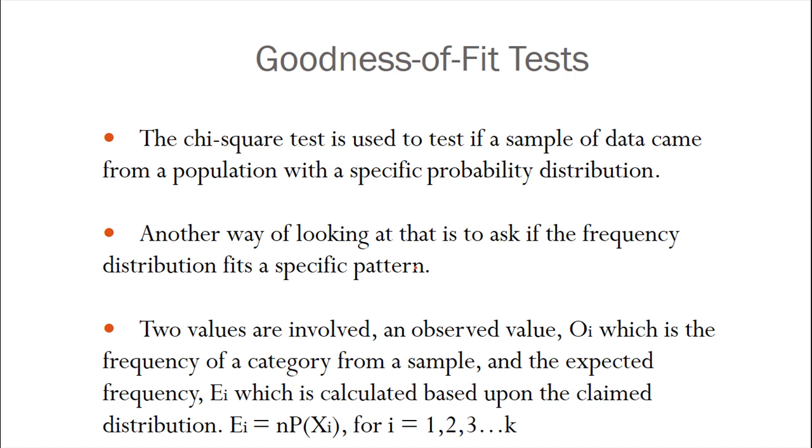Two values are involved: the observation, denoted by O sub i, which is the frequency of a category from a sample, and the expected frequency, denoted by E sub i, which is calculated based upon the claim distribution. Expected is equal to n multiplied by the probability of x, for i equals 1, 2, 3 to k.